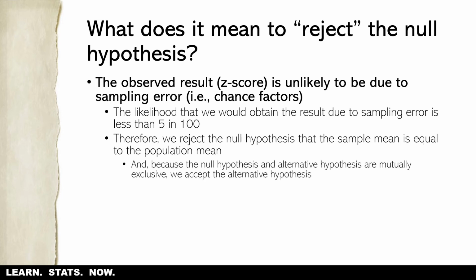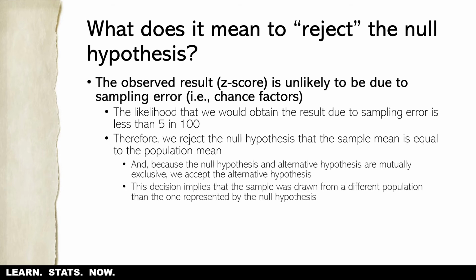And because the null hypothesis and the alternative hypothesis are mutually exclusive, you can have one or the other, therefore we're going to accept the alternative hypothesis. And that decision implies that the sample was drawn from a different population than the one represented by the null hypothesis. There's something different about it.